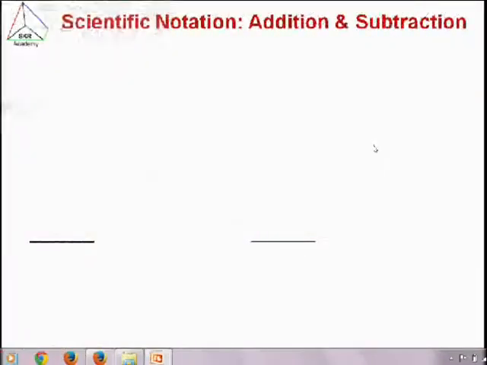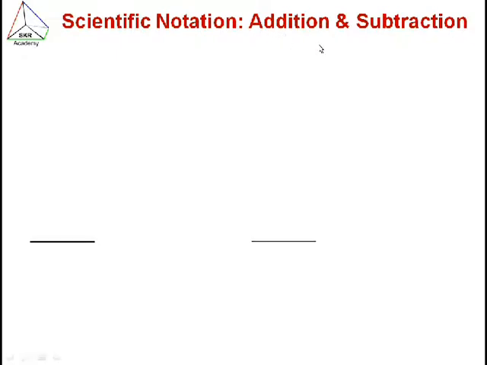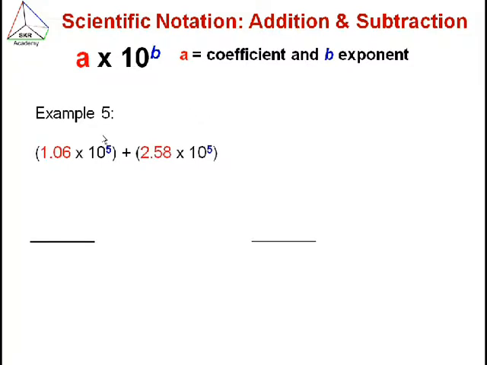Hello dear, welcome back to the scientific notation topic. Here we will study the addition and subtraction of scientific notation. I would like to remind you that scientific notation is written as a times 10 raised to the power b, where a is a coefficient and b is an exponent. So let's take an example of addition of scientific notation.